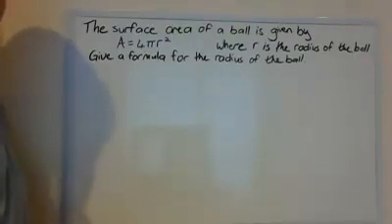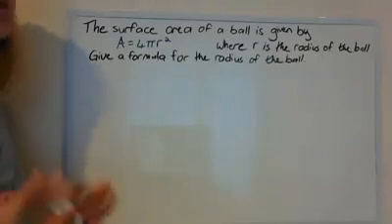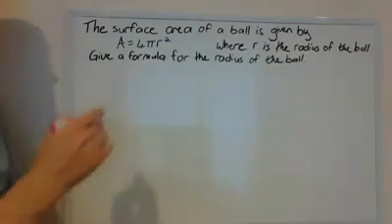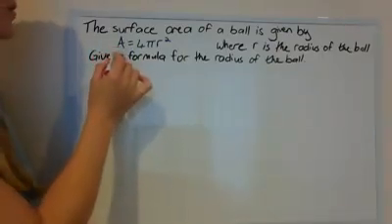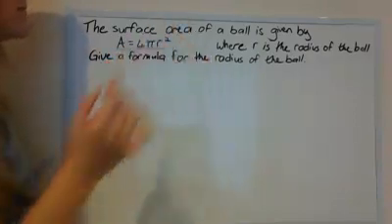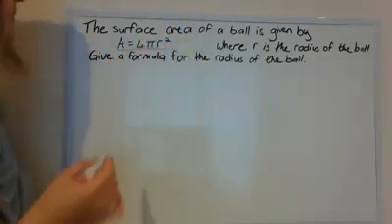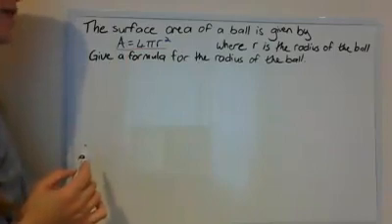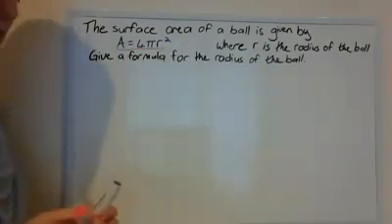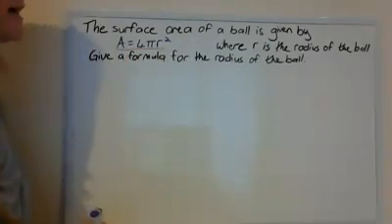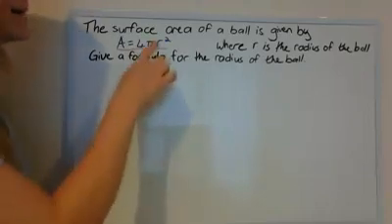Right. So it sounds like a geometry question. You're not going to have to do any geometry, so don't let that stress you out. But we are going to be doing some algebra. We've been given a formula. It's always nice when they've already given you one. A stands for the area of a ball, R is for the radius. And they want us to make this formula for the radius instead.